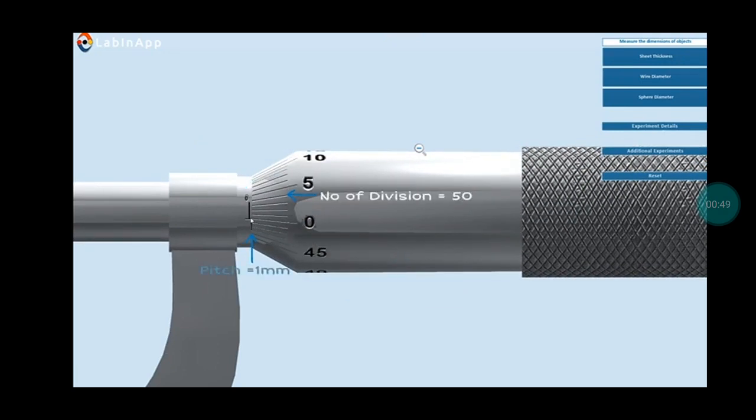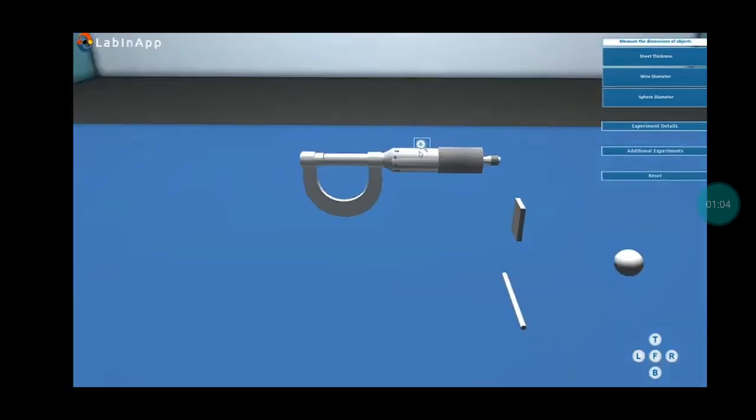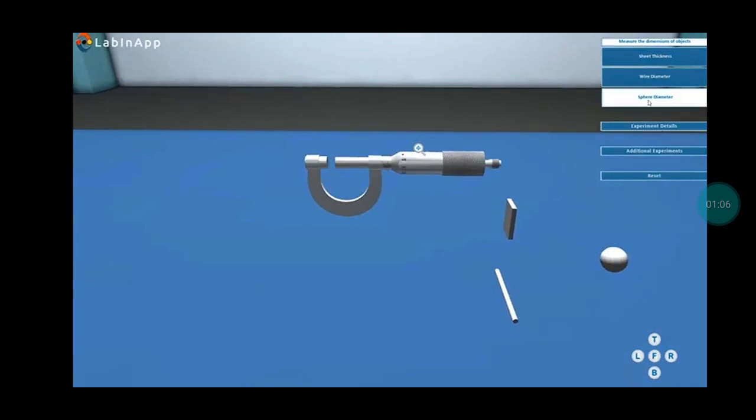As you can see, the number of divisions on the circular scale is 50. So pitch is 1 mm, and with the help of pitch we can calculate the least count. The least count is 0.5 upon 50. It means 0.001 centimeter.